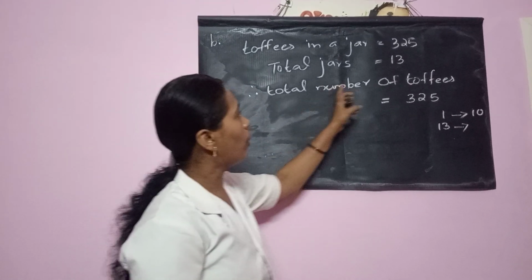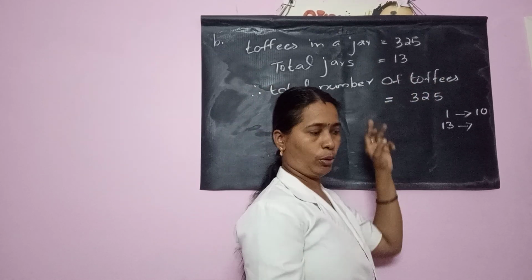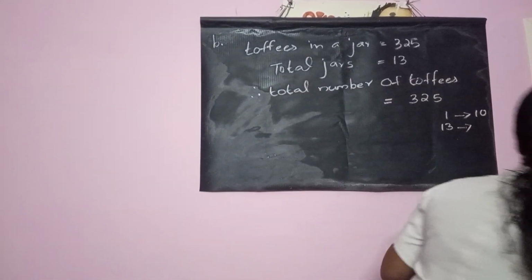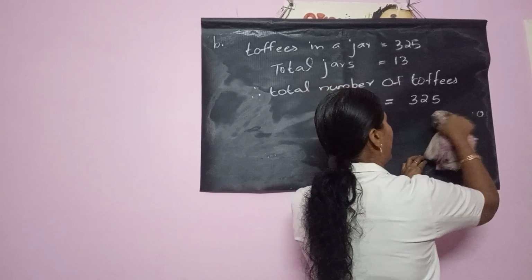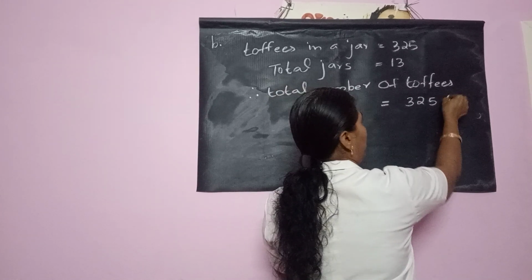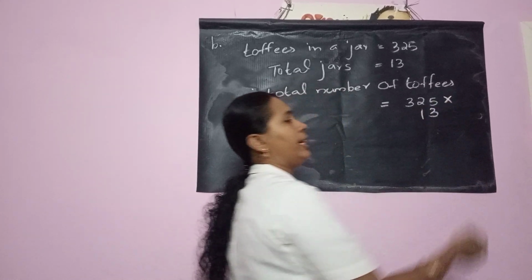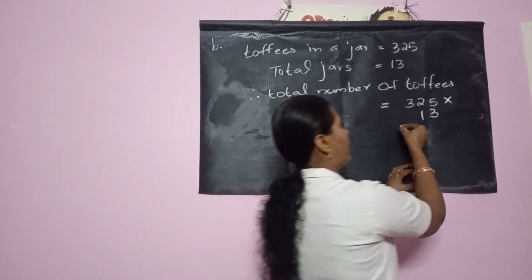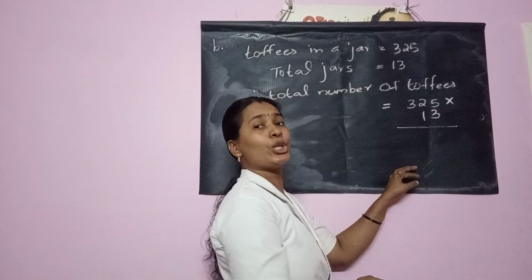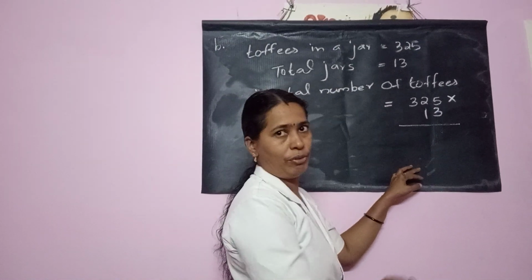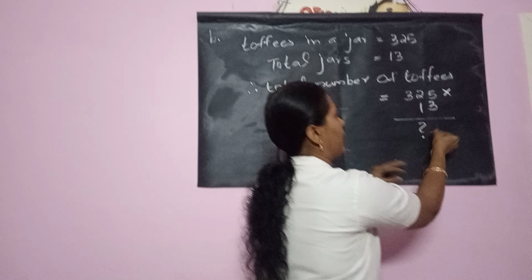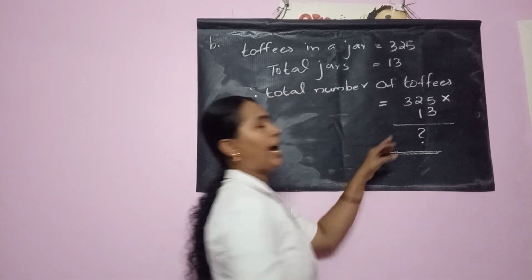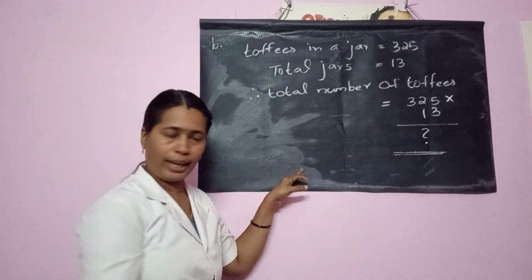That is, in order to get the total number of toffees, we are multiplying 325 into 13. Last class we have already studied multiplication. So, answer it yourself. Okay, you know how to answer it. And this is the last answer. Okay, clear?